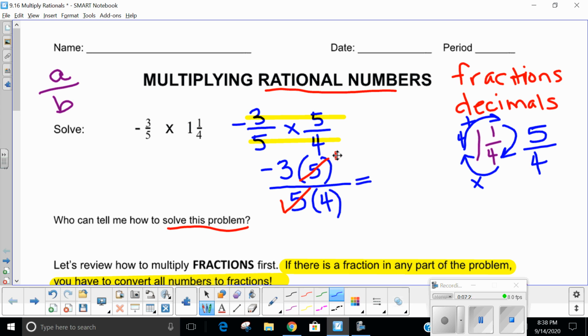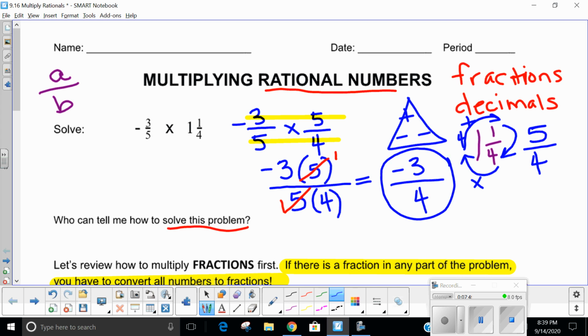negative 3 times 1. So we have a negative times a positive. A negative times a positive would give me a negative. So negative 3 times 1 would be negative 3 over, and the only thing here is 1 times 4, so it would be 4, and we would have negative 3 over 4.